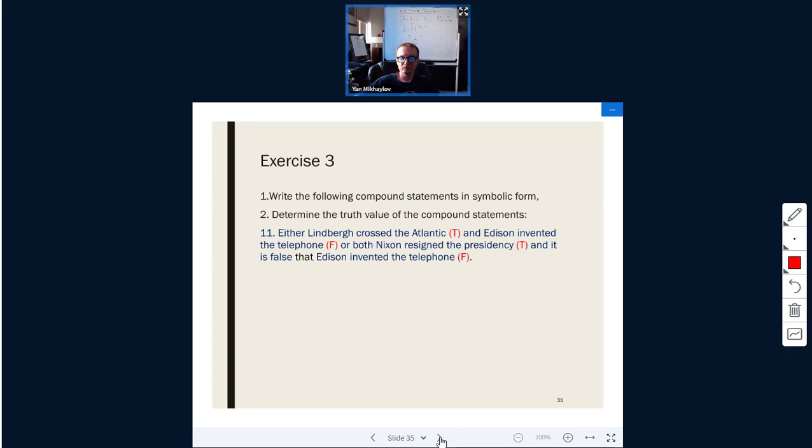Same exact task. You have Lindbergh crossing the Atlantic, which is actually true. You have Edison inventing the telegraph, which is false. You have Nixon resigning presidency, which is true. And you have Edison invented telephone, which is false. But the goal is to write down the whole thing in properly notational symbolic form and then figure out the true value. A little longer than the previous one, but I'm sure you can do it.